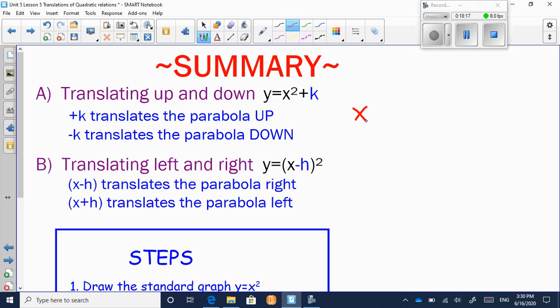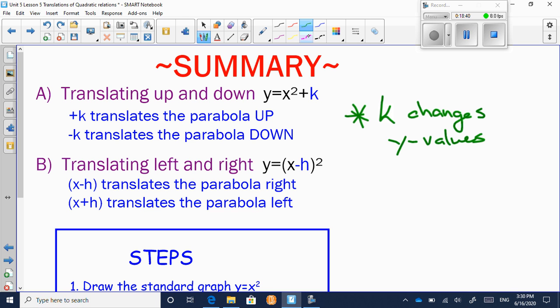Okay, so in summary, basically, the K value moves it up and down. And I'm just going to put a little star here. A K value changes the Y values, okay?